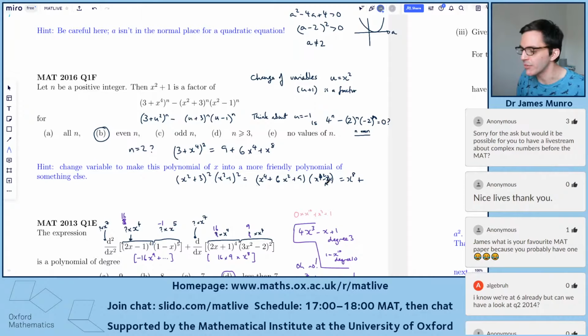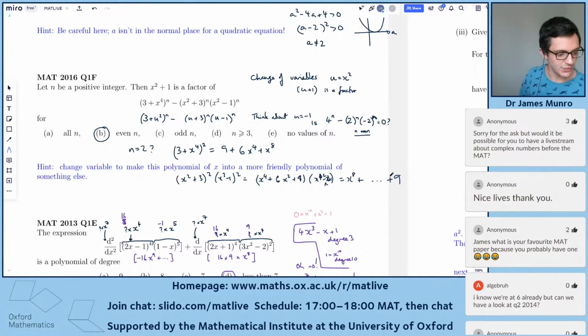I've done something wrong, I think, because this is not quite balanced. I don't know what I've done wrong. 6x squared and 9, and I've got, keep going. And then it cancels, and it's amazing. Yeah, it works, and then it all works.